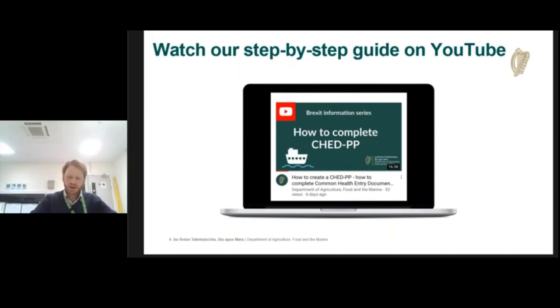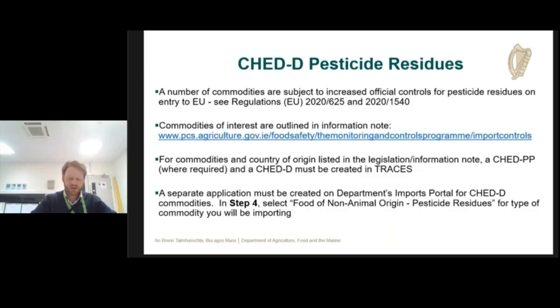So next then, for pesticide residues, you'll have to create a SHED D. So it's required as part of the official controls for you to make a declaration on pesticide residues for certain commodities before they enter Union territory. And for a list of these regulated products, you can reference Regulation 2020/625, and you can find the inspection frequencies here as well.